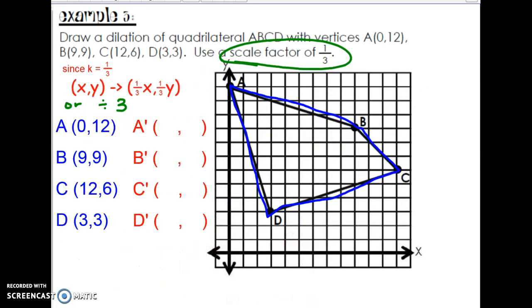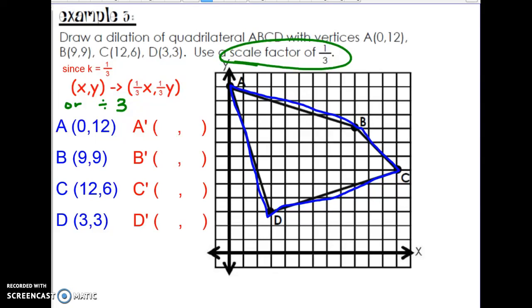What we have with example 3 is an example of where we're going to reduce the size of our given image. The image is pretty big. It takes up a lot of space on our grid. If we want to reduce it, this one tells us we're going to do so with a factor of 1/3. Remember what happens when you multiply something by 1/3? You're really dividing by 3, aren't you? So we're going to make our image 1/3 the size it originally was.